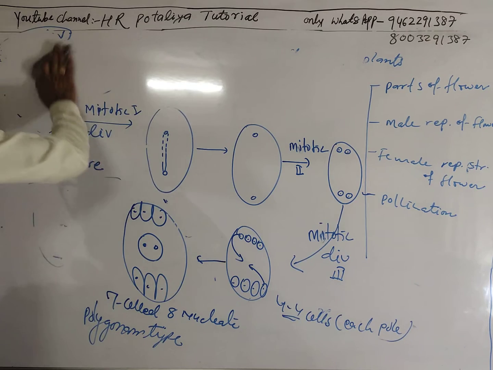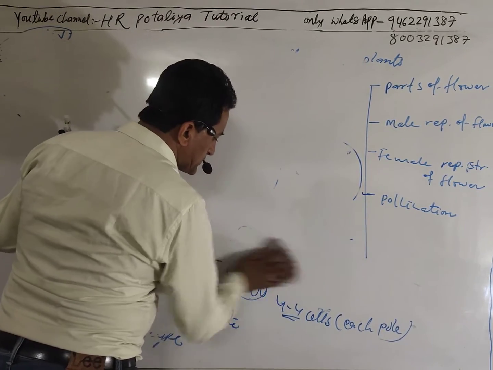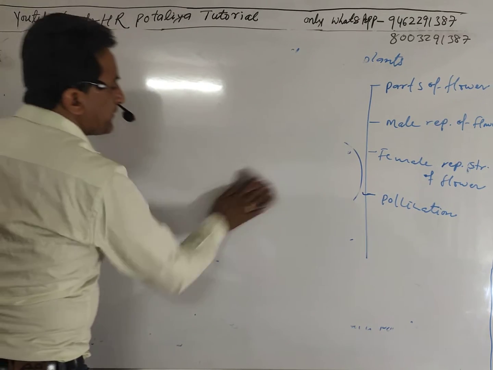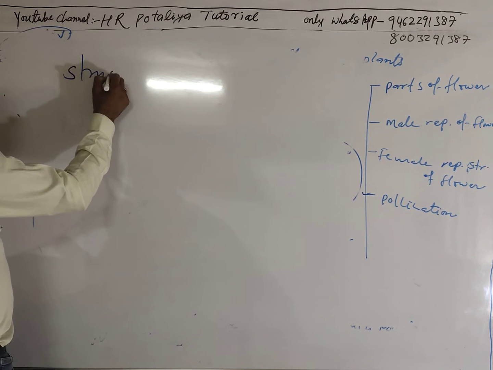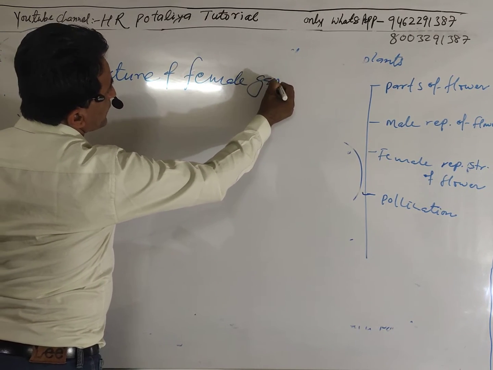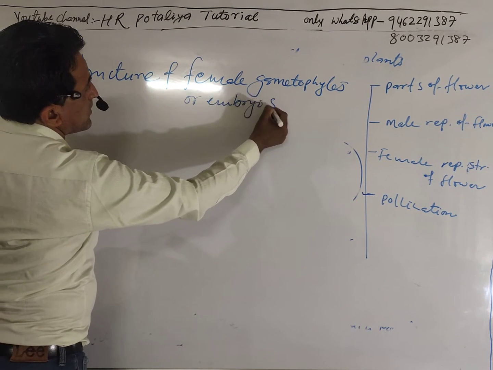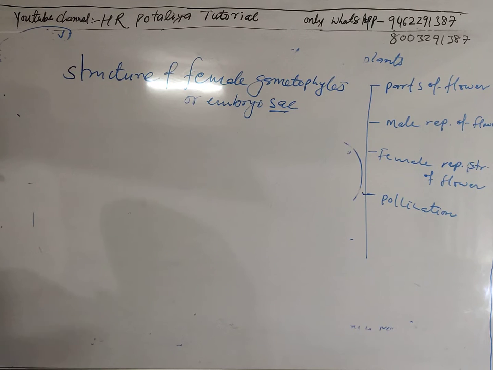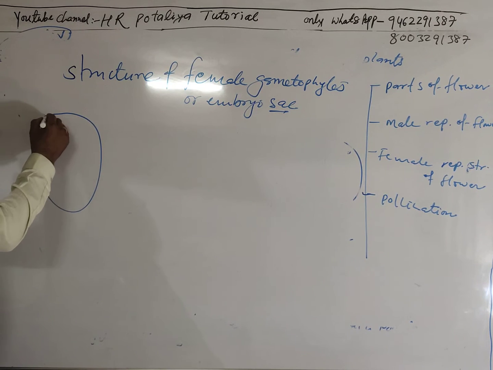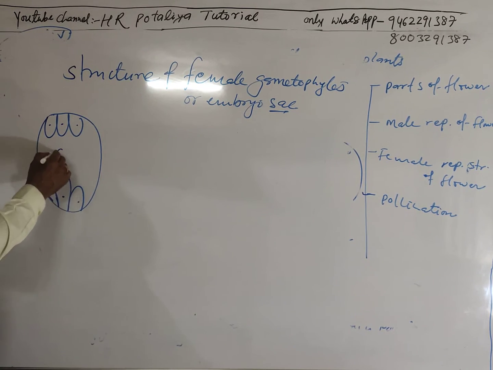That part is the structure of the female gametophyte as well as embryo sac. So first of all, a very simple aspect: an embryo sac has that type of structure. That structure contains 7 cells and 8 nuclei. 1, 2 and 3; 1, 2 and 3; and 1 cell.